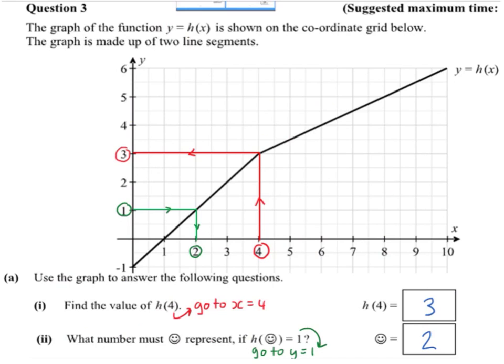If it said, for example, h of smiley face is equal to 4, we go to 4 on the y-axis, draw a line across and a line down, and we'd get to 6. So h of smiley face equal to 4, the smiley face would represent 6. So it's just the opposite of what we did a minute ago.